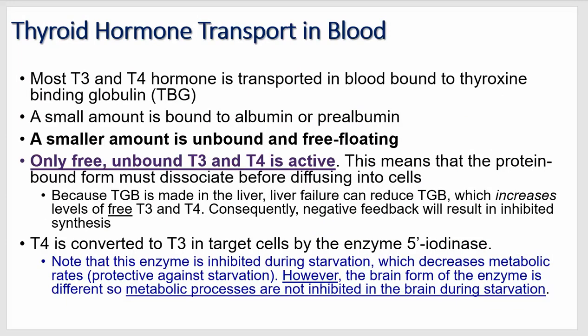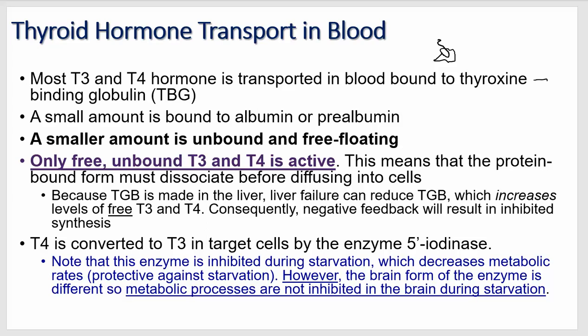All right. So thyroid hormone transport in the blood. So we've released it, we've gotten the signal, now the thyroid hormone is going to go out to all the organs and it's going to do its thing. So most T3 and T4 hormone is transported in the blood, bound to something called thyroxine binding globulin. Okay, so it's a globular protein, and that's what the T3 and the T4 stick to mostly. A small amount may be bound to albumin or something called prealbumin. And an even smaller amount is unbound and free floating.